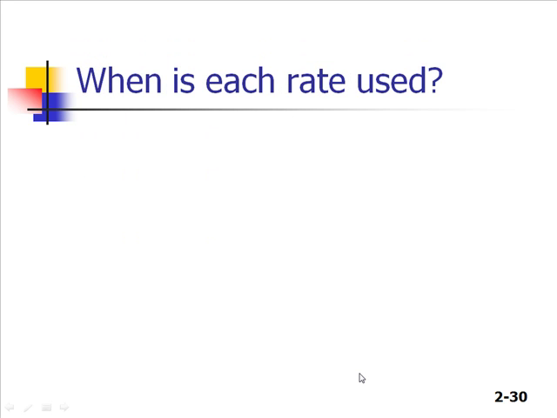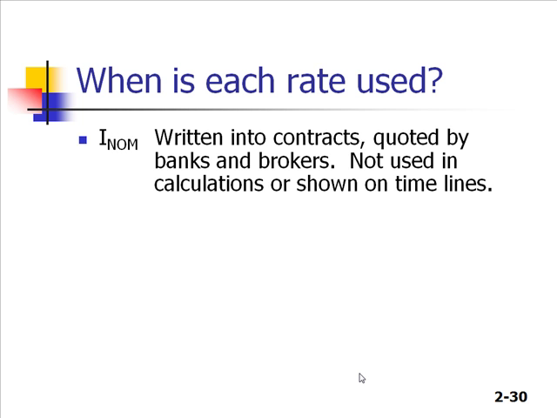So, recapping all of this, when do we use each rate? What is it exactly? Well, the nominal rate is simply stated in the contract. We don't actually use it much in calculations. We don't really write it on our timelines necessarily. It's just the stated interest rate. We don't really know anything until we know the compounding frequency as well.